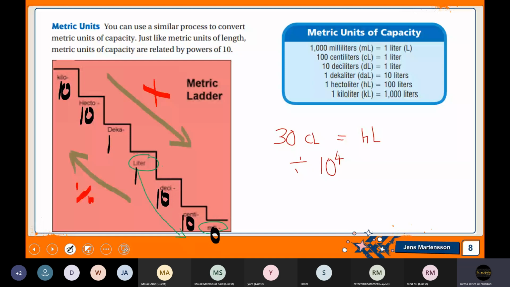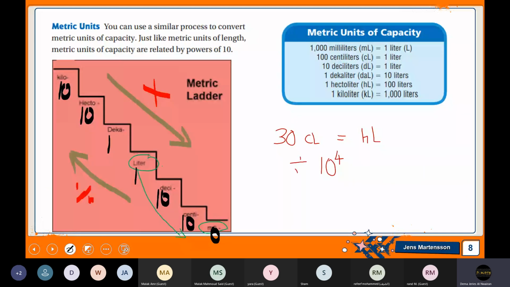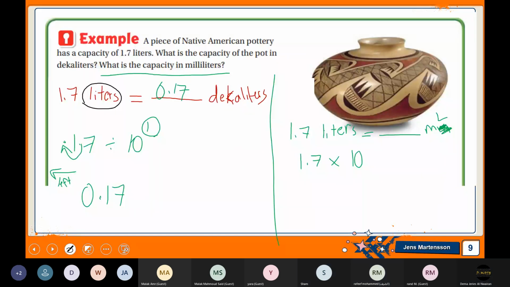You go down, you will multiply or divide? Multiply. Now then, how many steps do you need to move to go from liters? 3. Good job. So that means 10 to the power of what? 3. Thank you. Now, when you multiply by 10 to the power of 3, do you have to move the decimal point 3 digits to the right or 3 digits to the left? Multiply. Right. To the right. Good job.